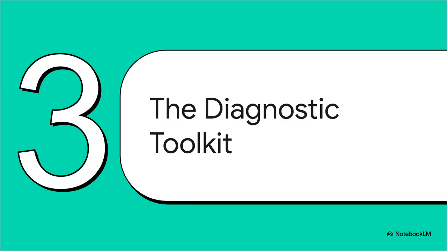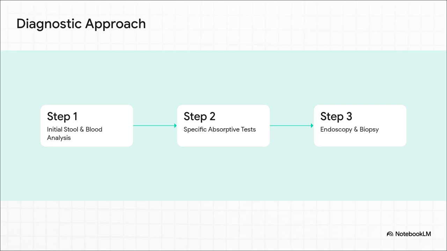So, you've got your framework, you have a suspicion, now what? How do you actually go and prove it? Well, that's where our diagnostic toolkit comes into play. The approach should always be logical, stepwise. You start with the least invasive stuff first. You analyze the stool for fat. You check blood work for any nutritional deficiencies.